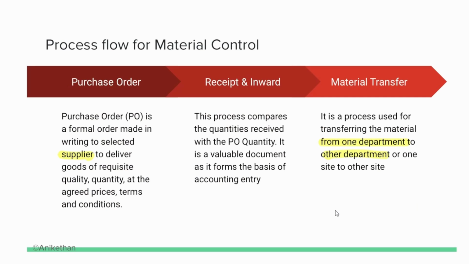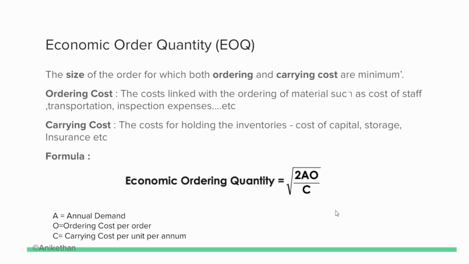This is the process flow which we learned in detail. Let's learn economic order quantity. So you will definitely get a 2 mark question on this, sometimes a 5 mark question also. Let's understand what is an economic order quantity. It is basically the size of the order at which both ordering and carrying cost are minimum.